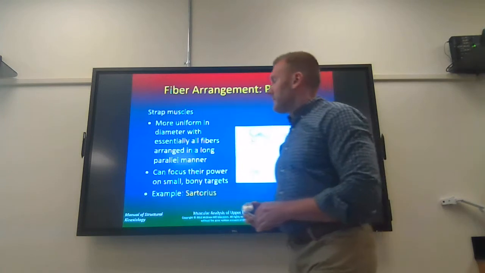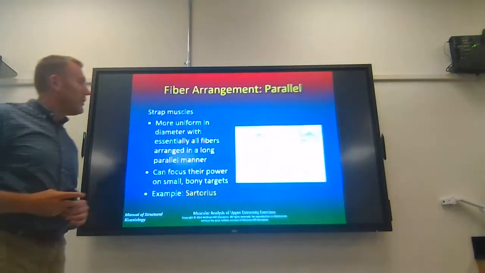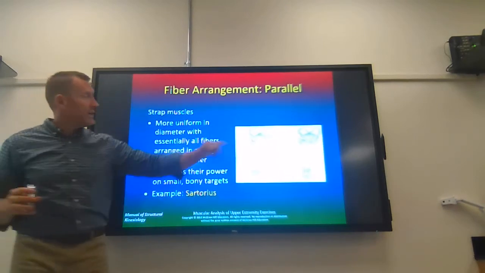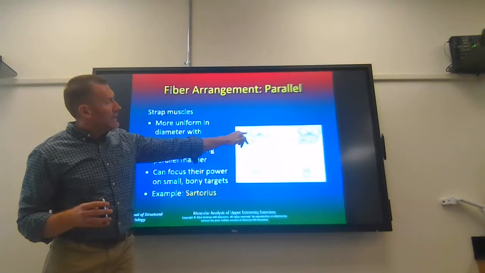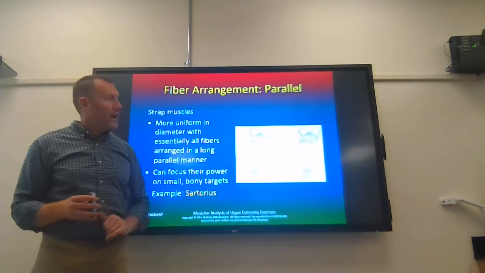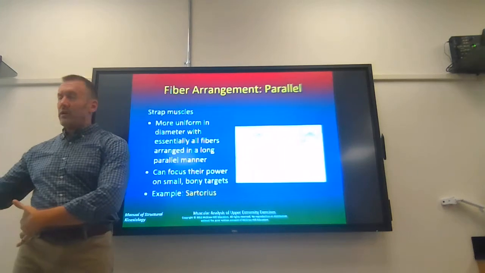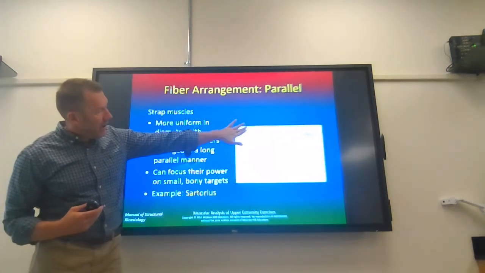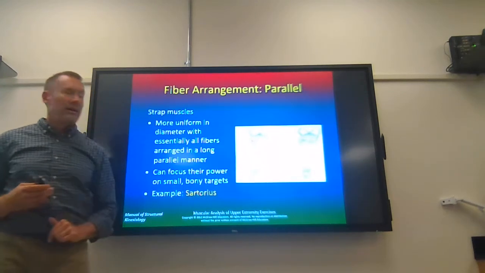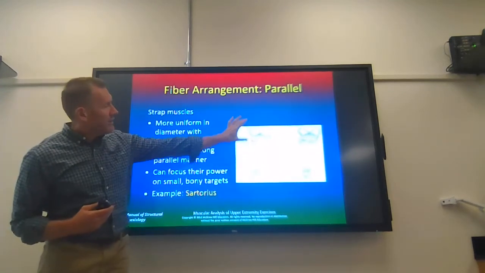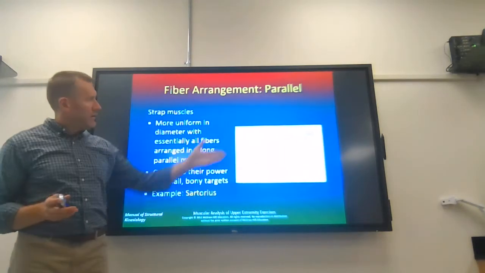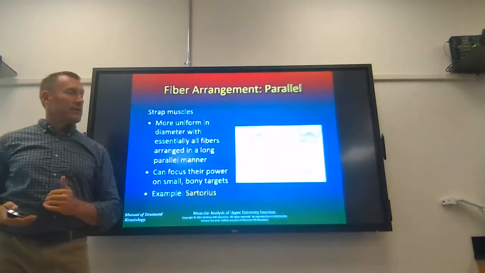Okay, strap muscles. This is where we get to that sartorius again. The longest skeletal muscle. It has its origin up here, you can see, its attachment point up here, as we talked about, the anterior superior iliac spine, running all the way down across the leg to attach down here at the medial condyle of the tibia. So it's a very long strap type muscle, kind of looks like a belt, fibers running in parallel to each other.